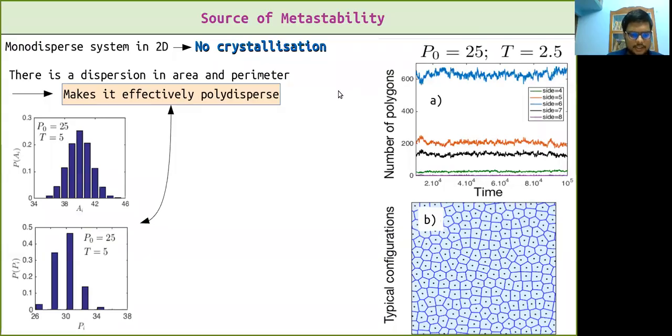Now, to keep the system in a glassy state, we must avoid crystallization. And a monodisperse system in 2D easily crystallizes, as in the usual point particle system. And this model is different from the usual point particle system in the sense that it has a clear distribution of area and perimeter, as we can see here, which effectively makes this system polydisperse, and also helps to avoid crystallization in this type of system.